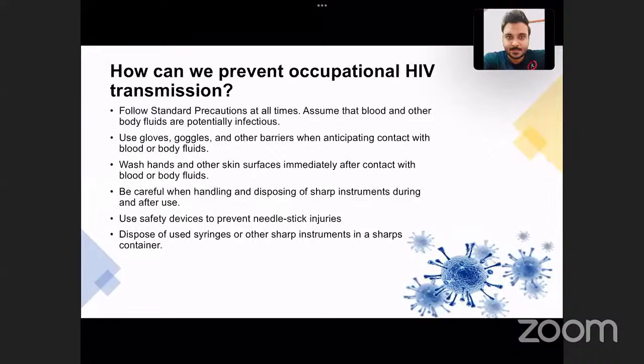How can we prevent occupational HIV transmissions? We can follow standard precautions at all times. Assume that blood and other body fluids are potentially infectious. Use gloves, goggles, and other barriers when anticipating contact with blood or body fluids. Wash hands and other skin surfaces immediately after contact with blood or body fluids. Be careful when handling and disposing of sharp instruments during or after use. Use safety devices to prevent needle stick injuries and dispose of used needles or other sharp objects in containers.